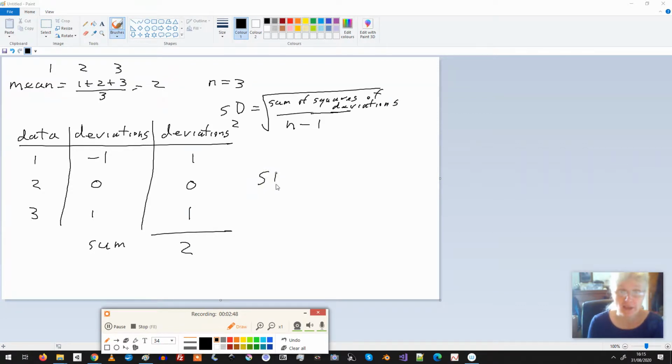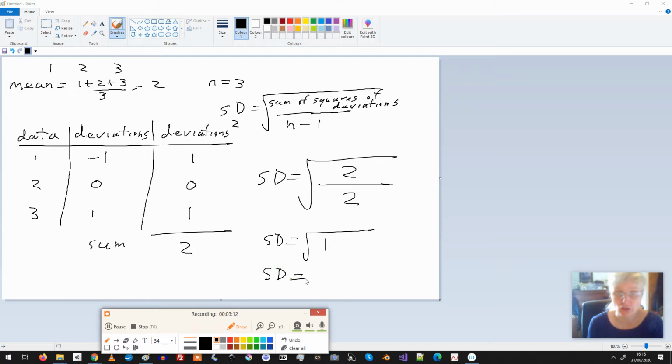So SD is equal to the square root of, and this thing up here, the sum of the squares of the deviations, is going to be 2. And the number of them that there are, take away 1, is going to be 2. So the standard deviation is the square root of 2 divided by 2, which is 1. So the standard deviation is equal to 1.